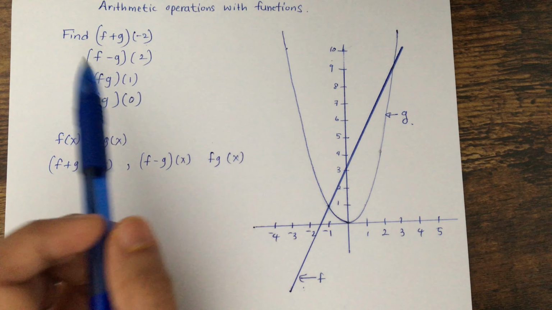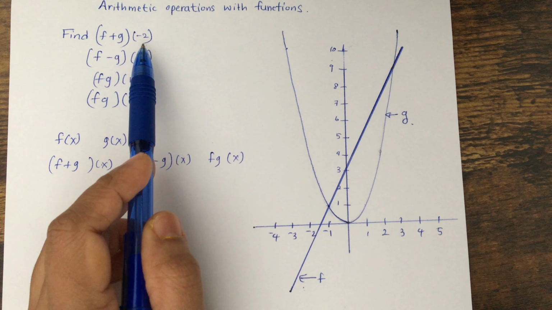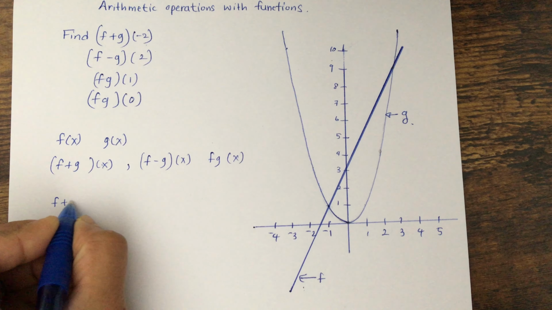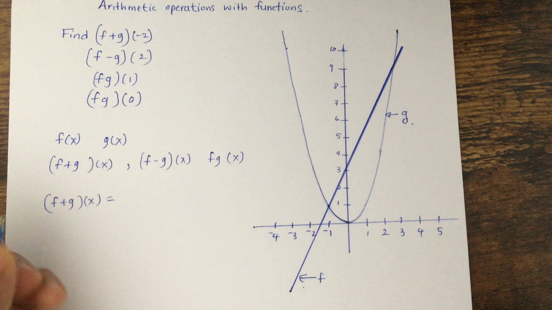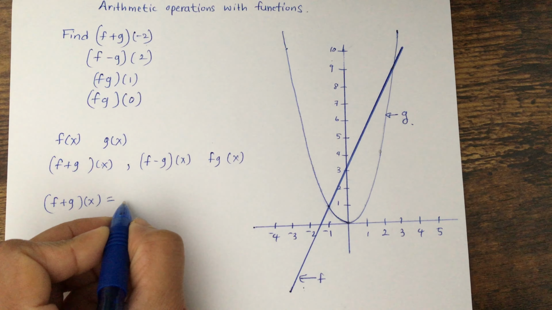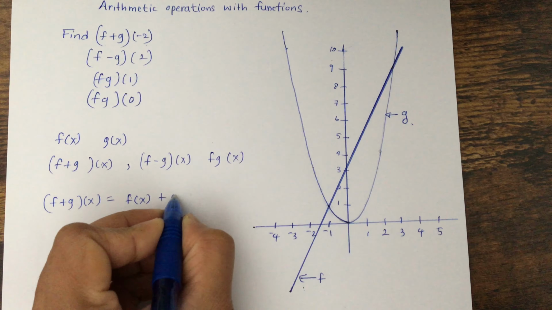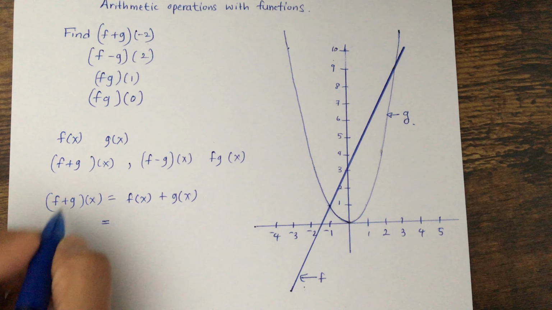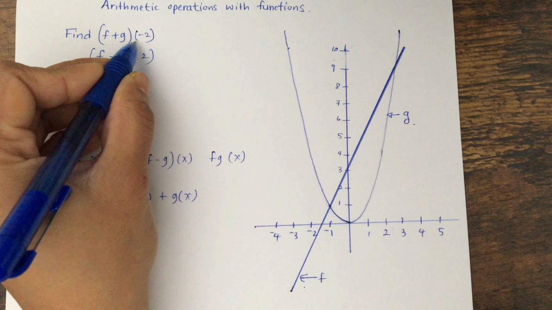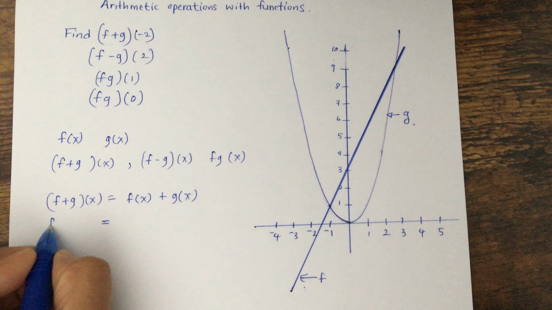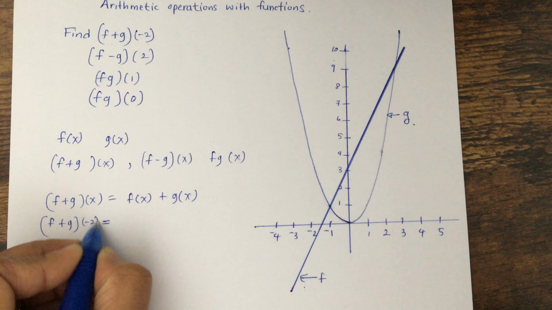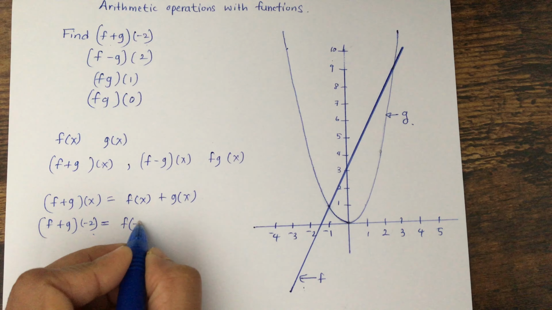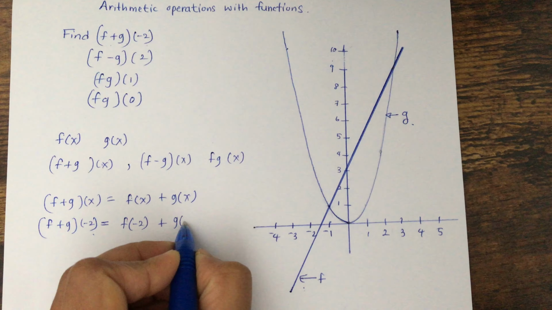So how do you find f plus g at -2? As you can see, f plus g of x can be written as f of x plus g of x, right? So in this case you have f plus g of -2, so it means f of -2 plus g of -2. Your x value is now -2, right? So then I'm going to substitute f of -2 plus g of -2.